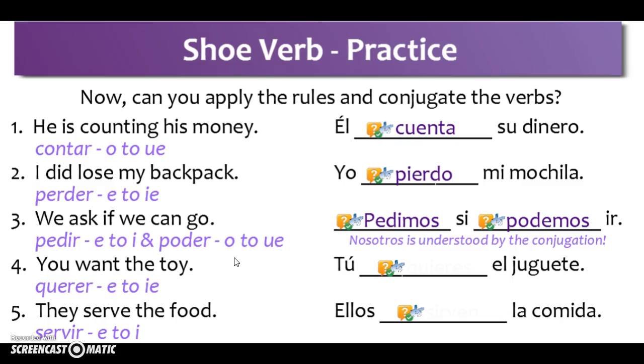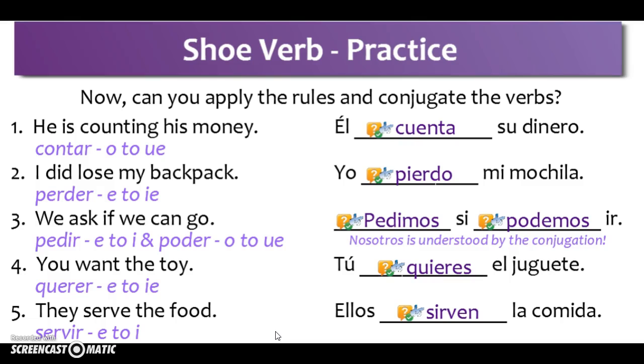You want the toy. Querer is our verb here, another E to IE verb. Tú quieres el juguete. And they serve the food, last one. Servir, an E to I verb. So ellos sirven la comida. Cuenta, pierdo, quieres, and sirven all changed their stems and then conjugated as other verbs do.